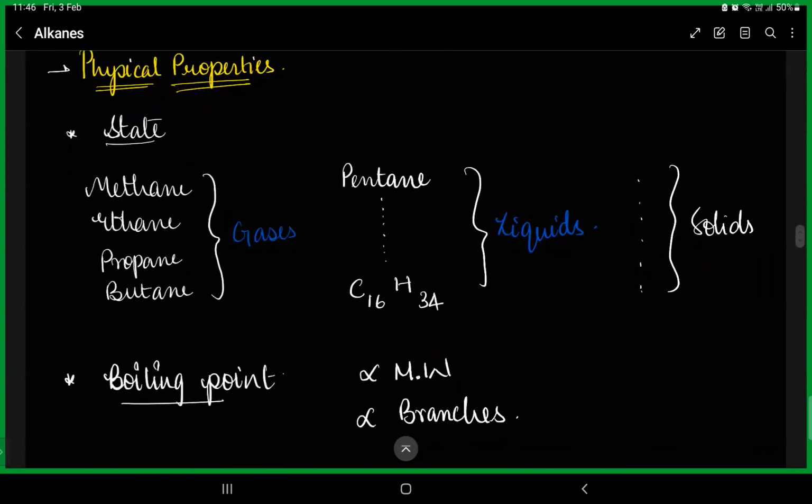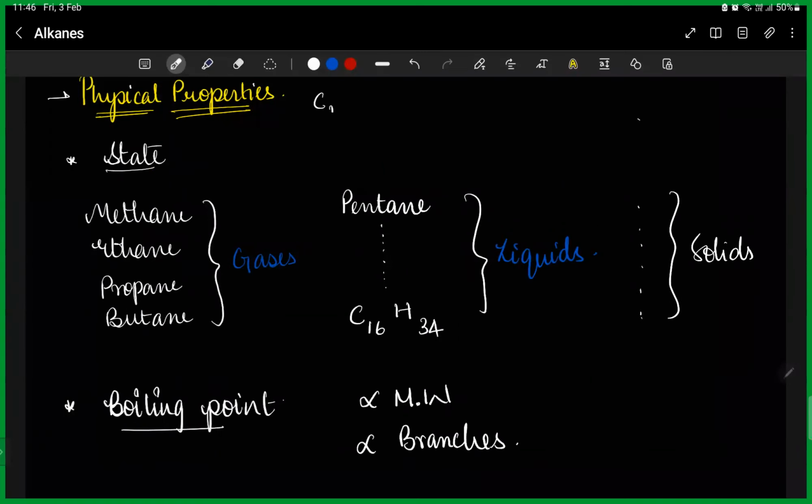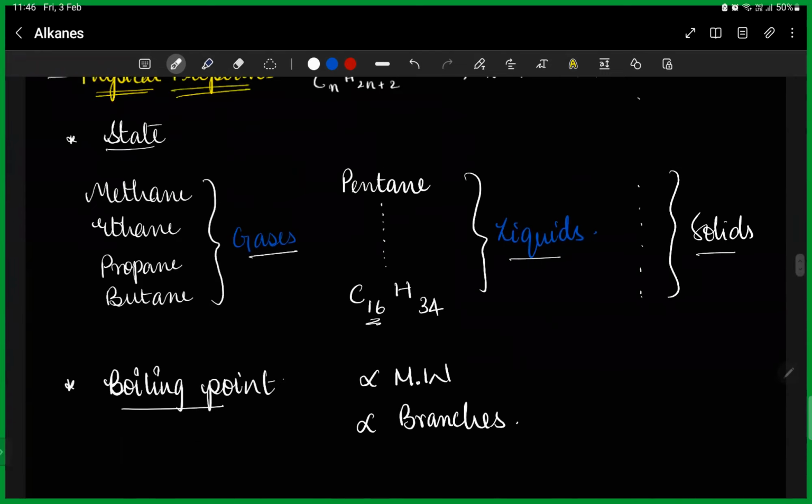So, state of alkanes. We know alkanes are of the form CnH2n+2. So when n is from 1 to 4, means methane, ethane, propane, butane, then the physical state of the alkane is gas. From pentane to C16, those are liquids, and the rest of the alkanes are solids. So this is the physical state of alkanes.